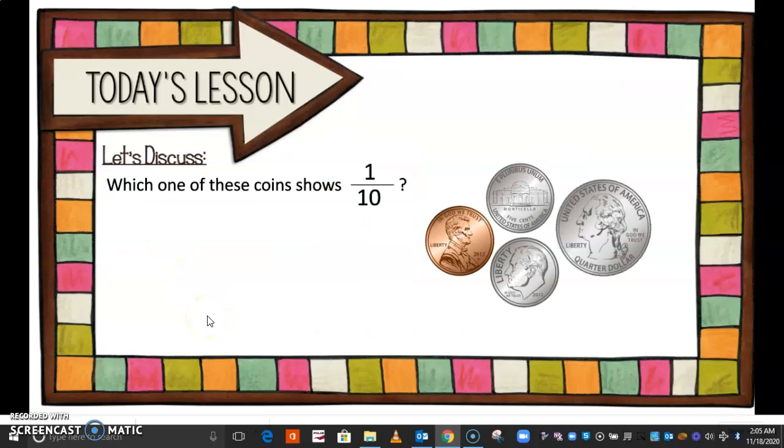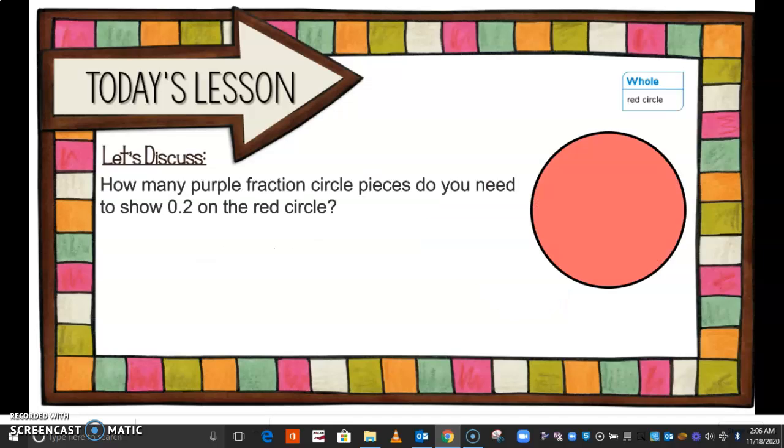Look at those coins. Which one of these coins shows 1/10? Did you say the dime? Hope so. There's 10 dimes that will equal $1. One of them is 1/10 of a dollar, right? 0.1 or 1/10 means the same thing.